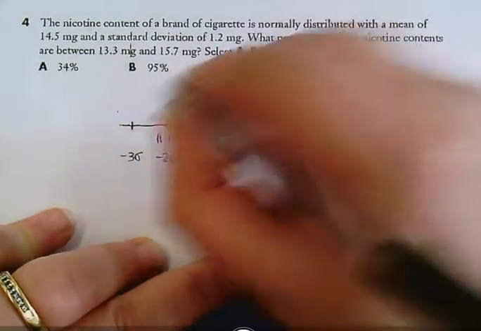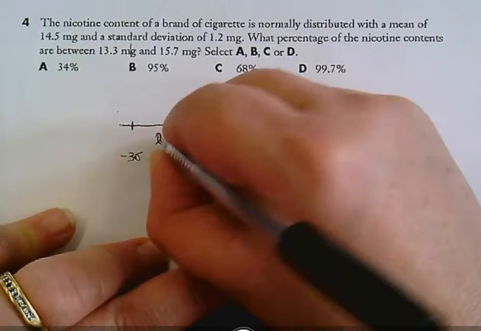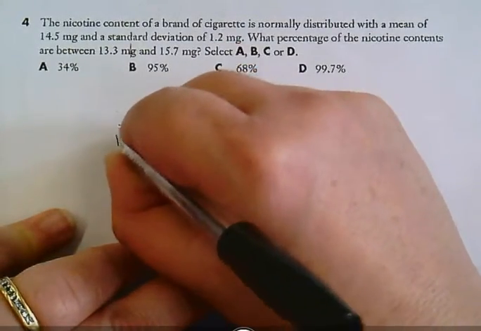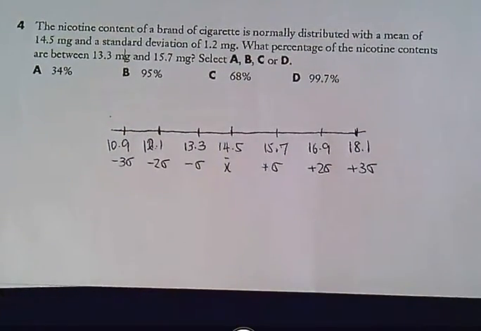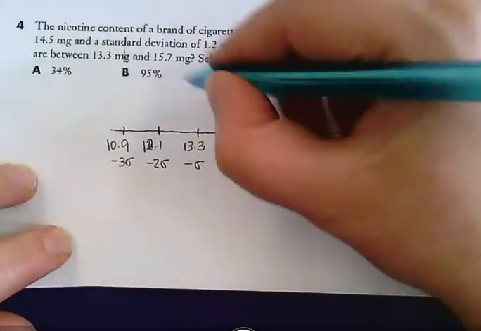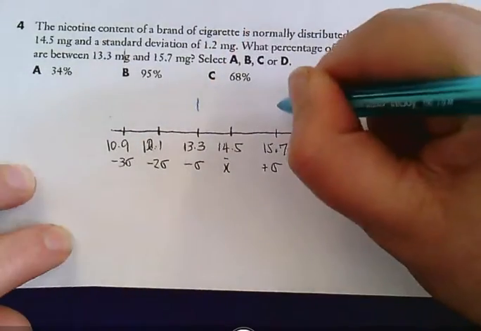11.1, 12.1, and 10.9. Excellent. So that is your mean plus 1, 2, 3 and your mean minus 1, 2, 3 standard deviations. What percentage of the nicotine contents are between 13.3 and 15.7?